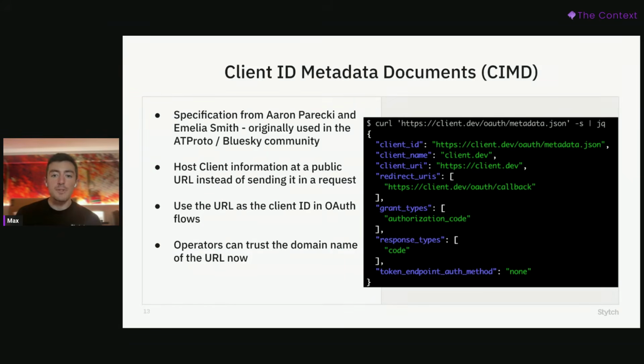But the really nice thing is that the URL has a domain name in it. And this means that authorization servers and users can base their trust on that domain name. If the domain name is chatgpt.com, you know with a lot of certainty that the client is ChatGPT and not someone impersonating ChatGPT.